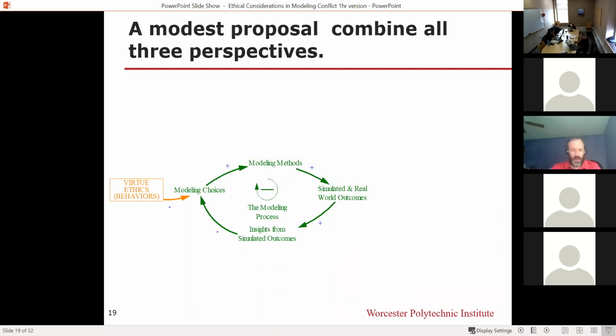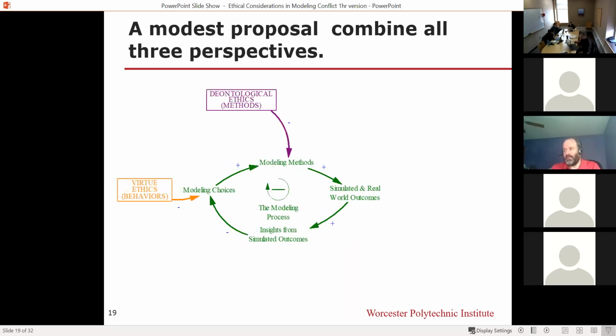Well, virtue ethics feeds into your modeling choices, right? This is you as the agent having an ethical perspective when you're conducting the modeling. And deontological ethics feeds into the modeling methods. You talked about, Jim, having procedures and documentation, or the rules we follow, not just for technical validity, but ethical validity being built into the methods themselves.